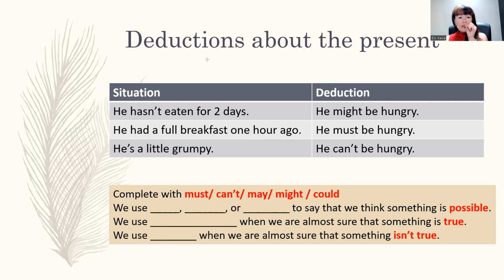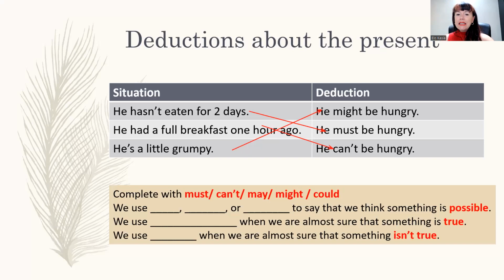Okay, so he hasn't eaten for 2 days. Well, then what can we deduce from that? Yes, he hasn't eaten for 2 days. That means he must be hungry. Yeah. He had a full breakfast 1 hour ago. He can't be hungry, of course. He had a full breakfast only 1 hour ago, so he can't be hungry. It's impossible that he's hungry, right? He's a little grumpy. That means he might be hungry. Grumpy means a bit angry, not in a very good mood. So he might be hungry. A lot of people are grumpy when they are hungry.